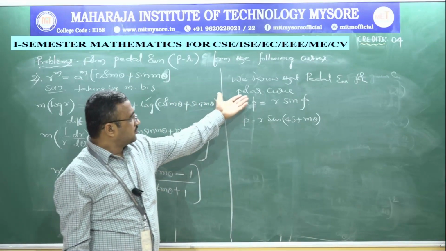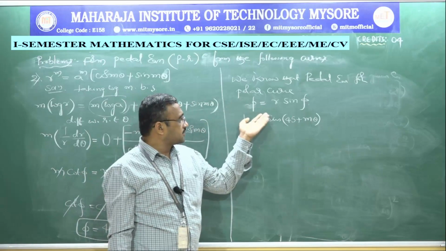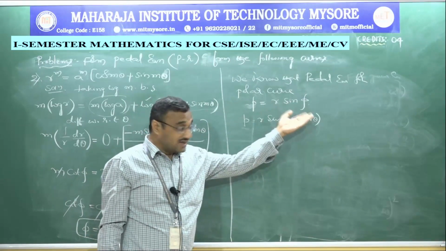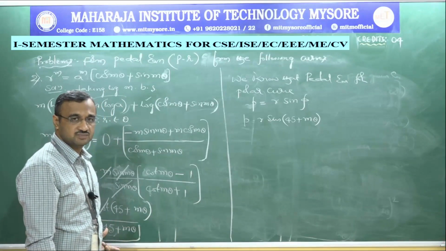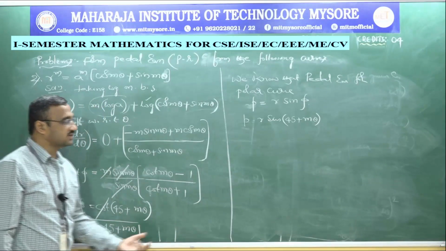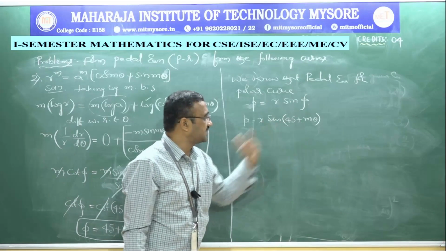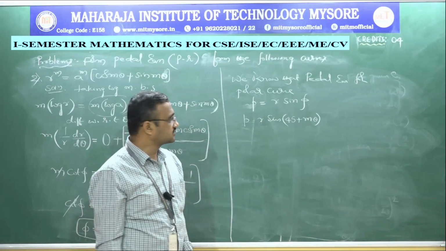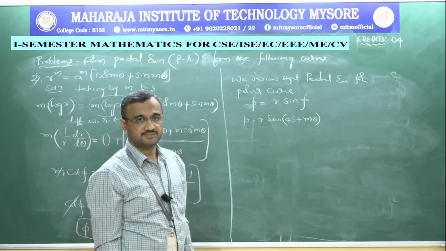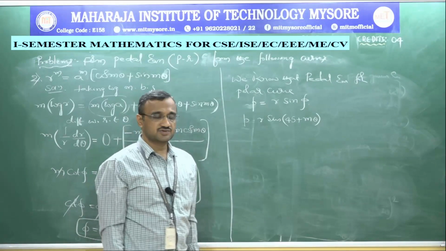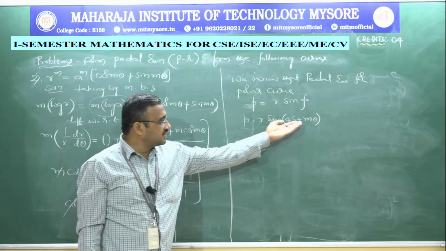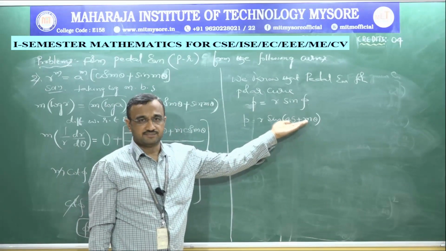Now, for the pedal equation for the polar curve, we use P equal to R sine phi. Why am I taking this formula? Because we get the phi value directly. That is, phi equal to 45 plus m theta. Now, substituting that, we get P equal to R into sine of 45 plus m theta. So if we say pedal equation, the main procedure is that we are going to eliminate the value of m theta.